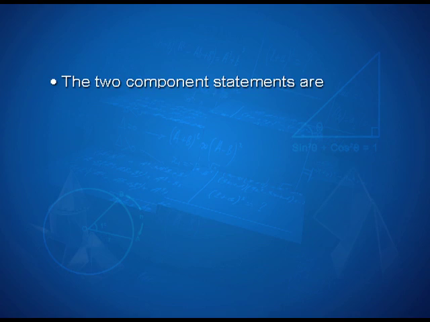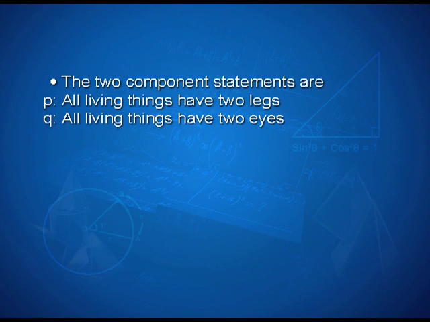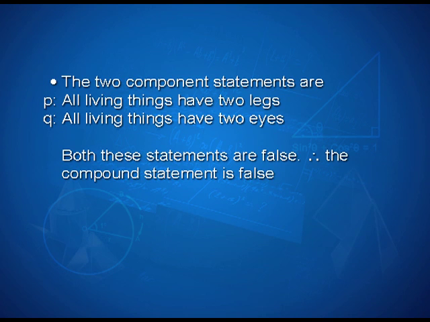Third, the two component statements are P: All living things have 2 legs. Q: All living things have 2 eyes. Both these statements are false. Therefore, the compound statement is false.